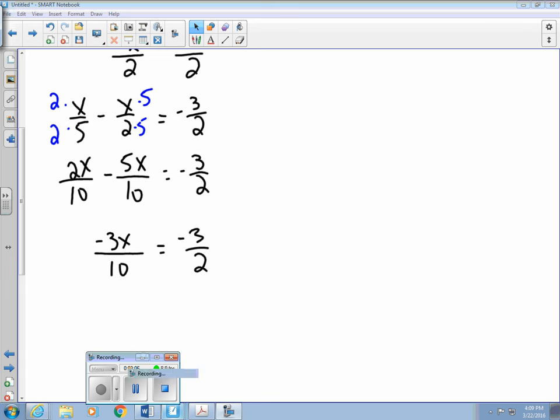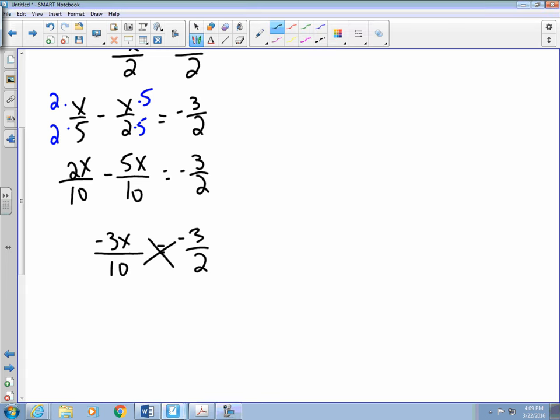Okay, so now that you're here, you can solve it like a proportion. You know, cross products are equal. That's one way of doing it. You say, well, that's -30 and that's -6x. That's probably the quickest way, actually. And then you just divide by -6 to realize that x is 5. And then you're done.